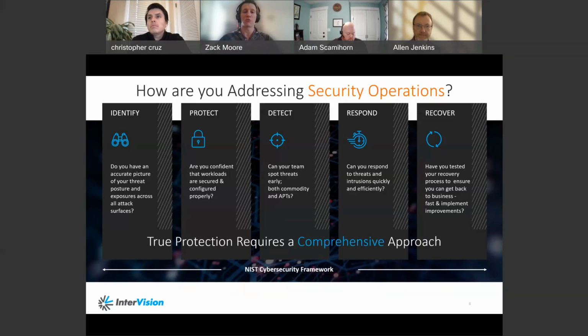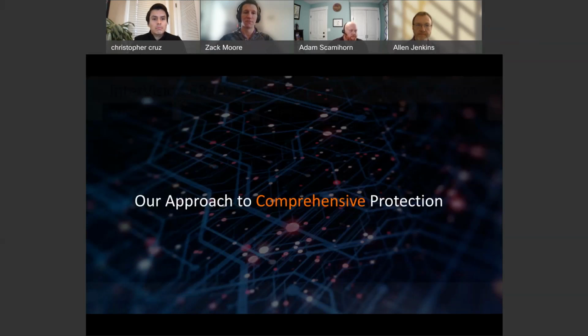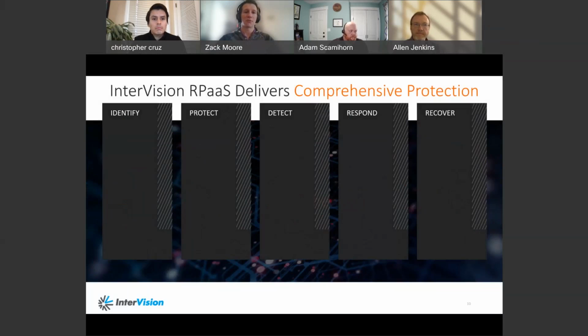True protection requires a comprehensive approach. You have to be able to cover all aspects of this entire framework, and you have to be able to do it well. You have to have coordinated efforts. So that brings us to InterVision's approach to comprehensive protection. And that is Ransomware Protection as a Service, or RPAS, delivers the only comprehensive protection package out there.